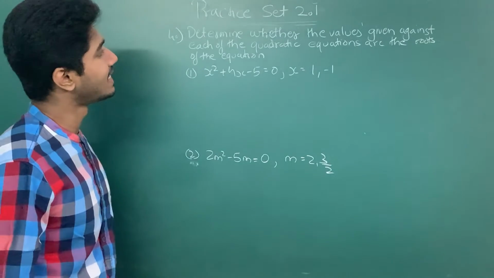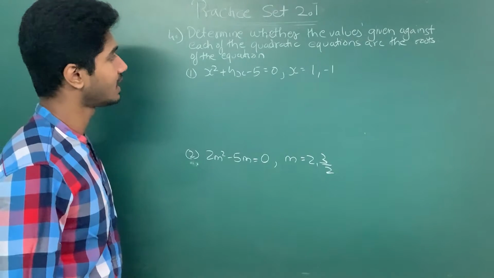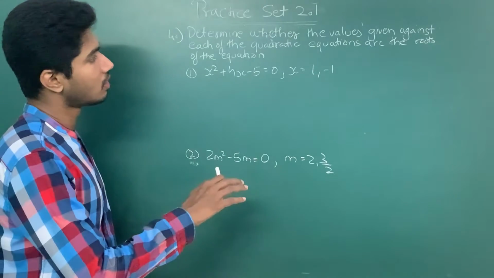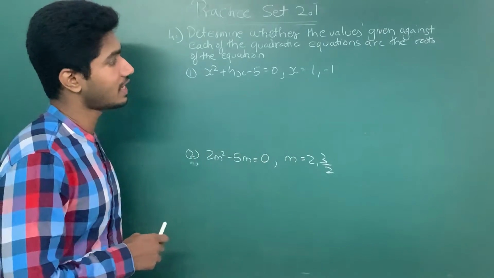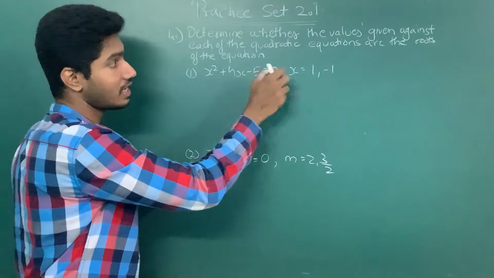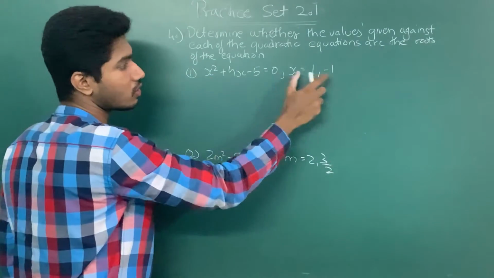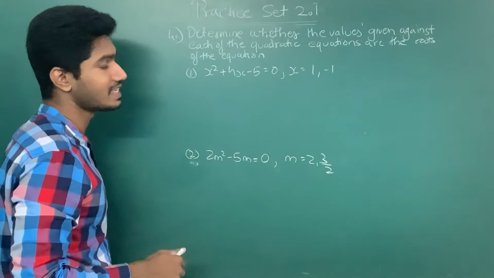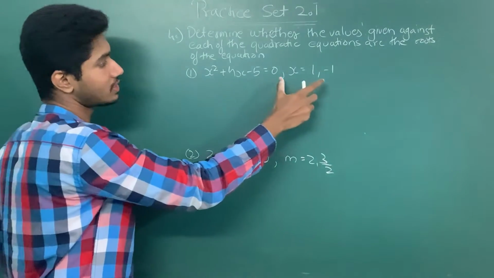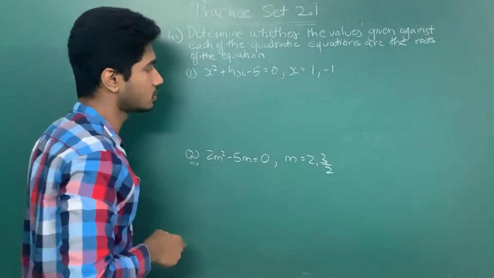Fourth question. Determine whether the values given against each of the quadratic equations are the roots of the equation. Now over here, like I said in the introduction, we get two values of x. So they have given two values and they have said roots. The values of the quadratic equation are called roots. We're going to learn about roots in the second practice set in detail. For right now, just remember that the values of the quadratic equation are called roots.